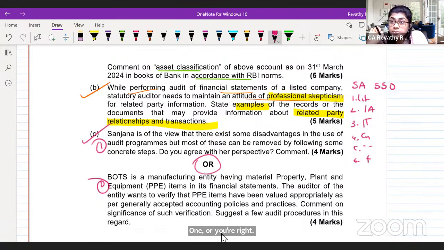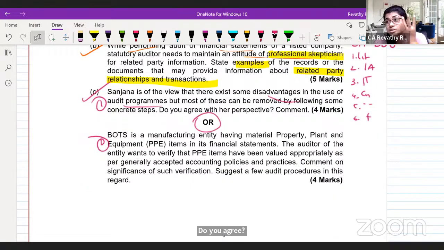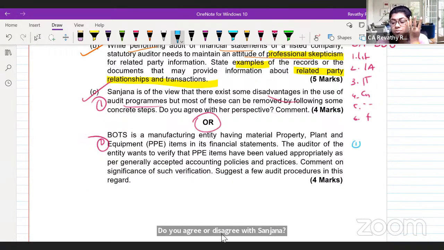Unless you say proceed, I won't proceed. Last question with that data. Sanjana is of the view that there exists some disadvantages for the audit program. Do you agree or disagree with Sanjana? 4 disadvantages are there. You remember?